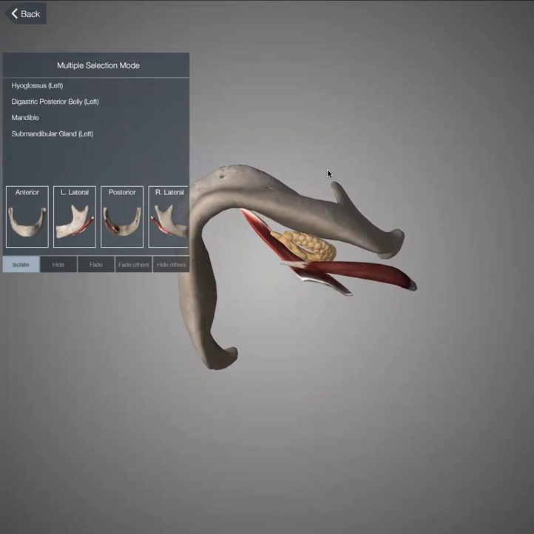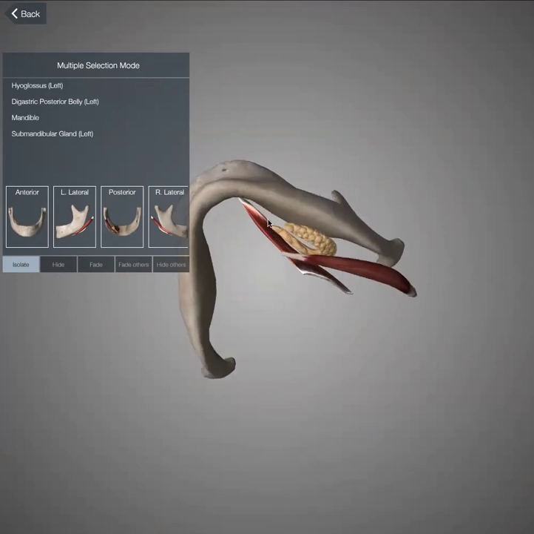Just give me a second. It has a superficial arm and a deep arm. As we can see, superficial arm and a deep arm. The superficial arm makes the greater portion of the gland compared to the deep arm.